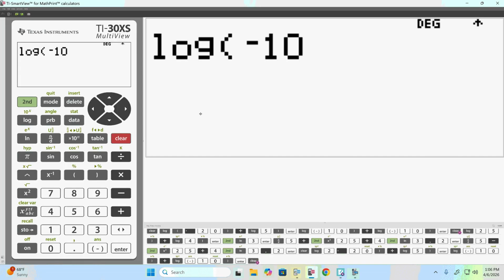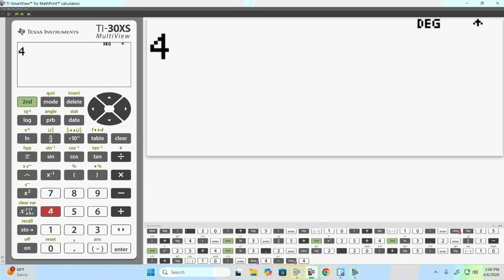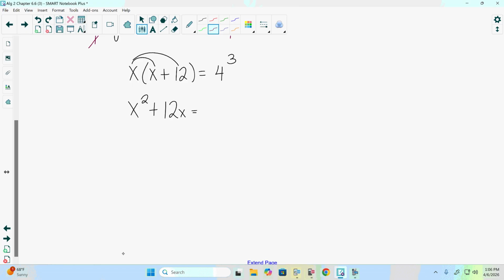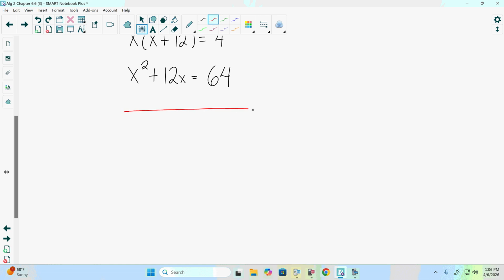Now 4 to the third, we can check to see if it is a nice number. 4 to the third is 64. Now we just need to get this equation equal to 0 because we have that x squared term. Not only that, but we do have a middle term, telling us that x squared plus 12x minus 64 is equal to 0.